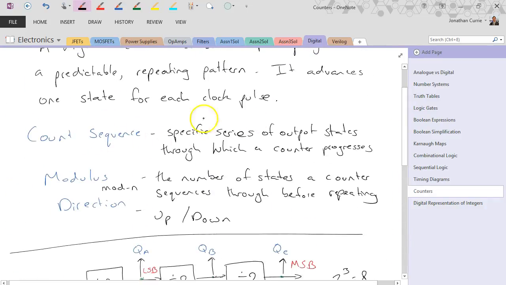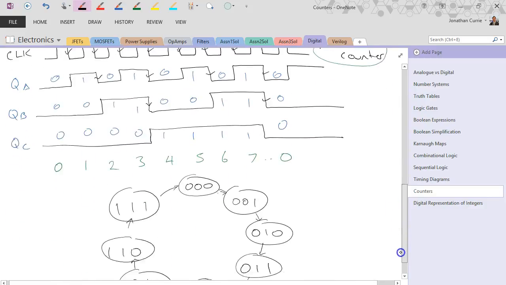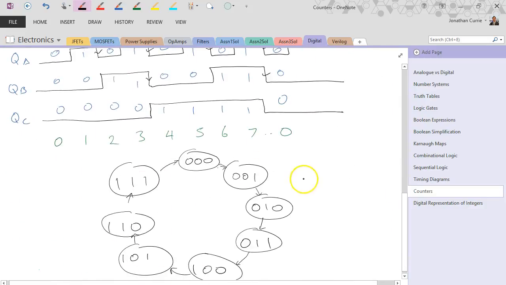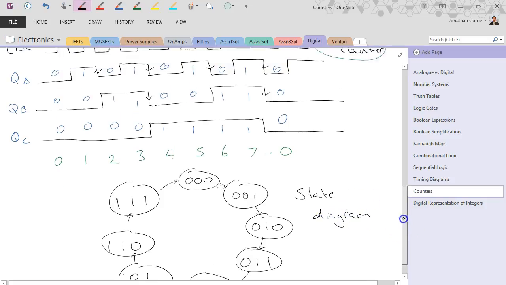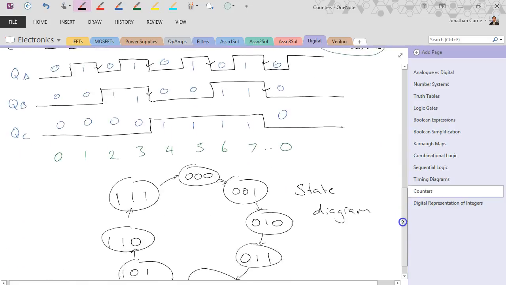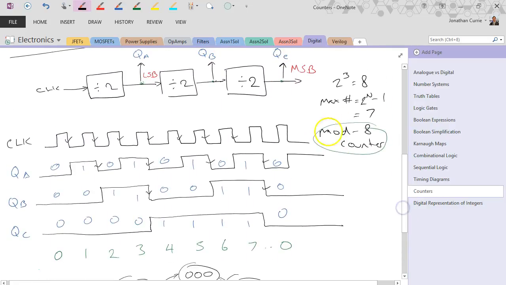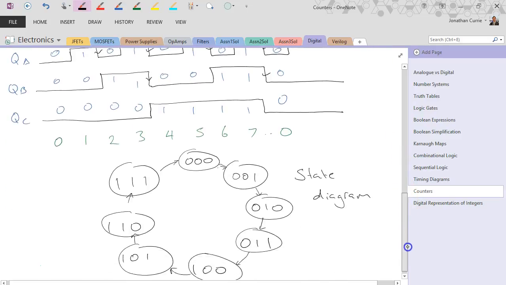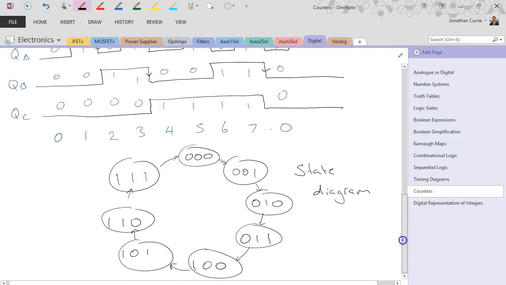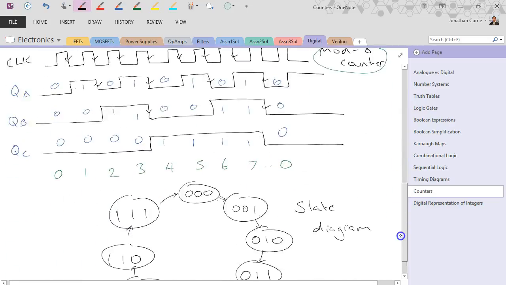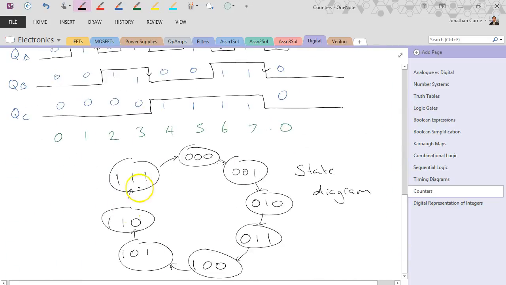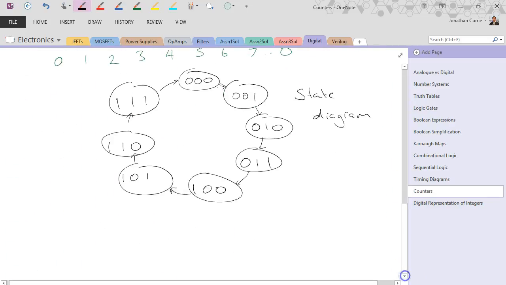So remember that count sequence is one of our definitions. So count sequence is shown by the state diagram. And the modulus, based on the number of bits we've got, and the circuit, so in this case mod 8, based on the fact we're counting all the way up to the maximum value, 7, and then going back to 0, and then a direction, in this case it is counting up, as per the diagram.